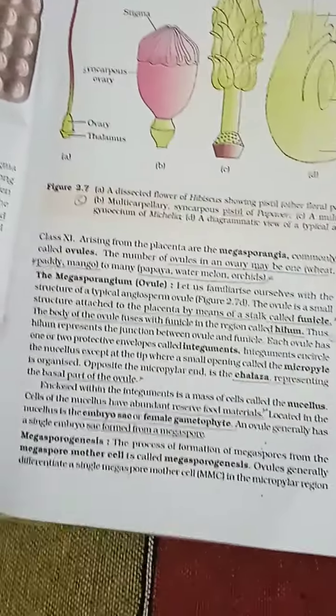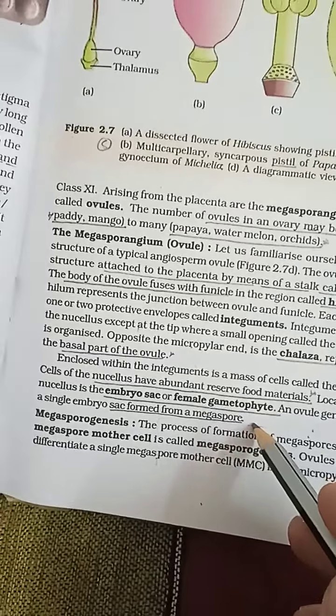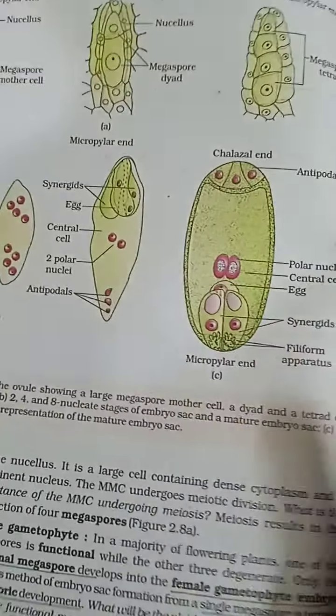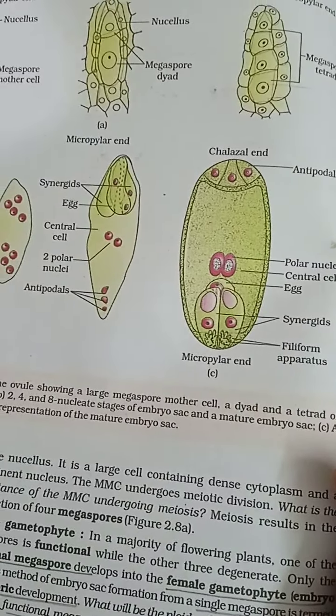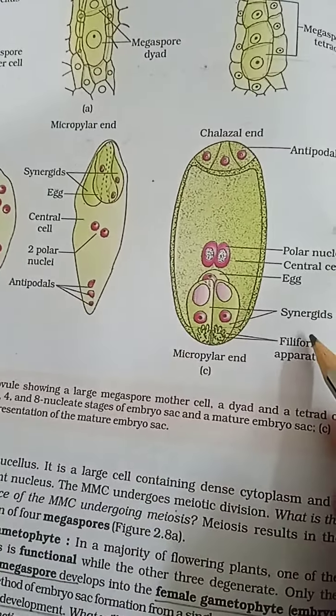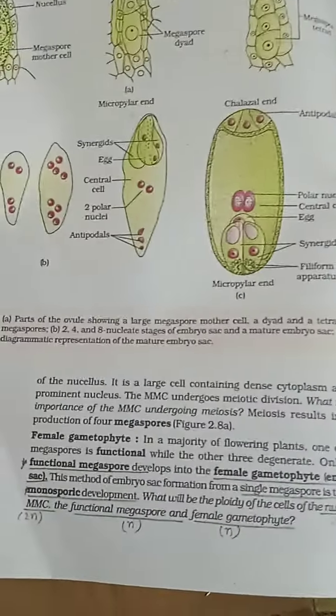The micropyle region contains synergids. Okay, very important. The embryo sac is called the female gametophyte. Generally the embryo sac is 8-nucleate and 7-celled, called the polygonum type embryo sac. At the chalazal end there are three antipodal cells. At the micropylar end there are two synergids and one egg cell, called the egg apparatus. In the synergid there is a filiform apparatus which guides the entry of the pollen tube into the synergids.